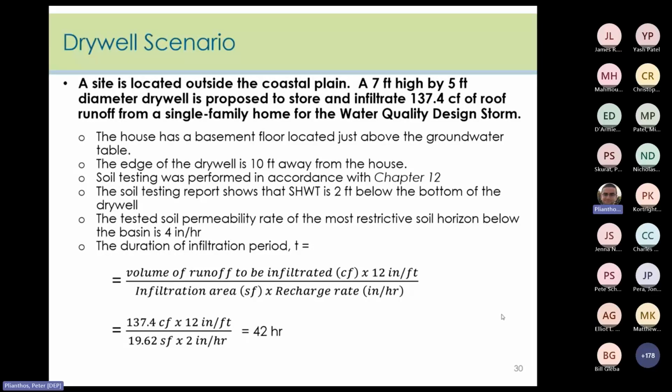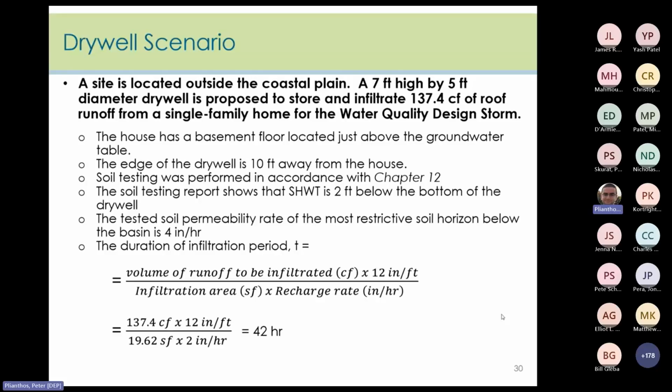We're going to look at a dry well for the example of an adverse impact. Even a small BMP can cause one. A site is located outside the coastal plain. A 7-foot high by 5-foot diameter dry well is proposed to store and infiltrate 137.4 cubic feet of roof runoff from a single-family home for the water quality design storm. The house has a basement floor located just above the groundwater table. The edge of the dry well is 10 feet away from the house.